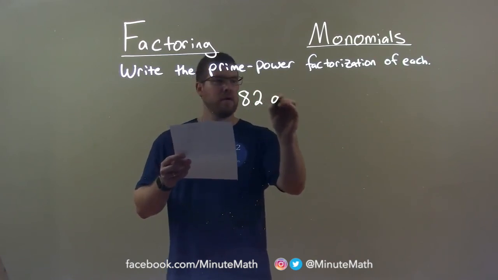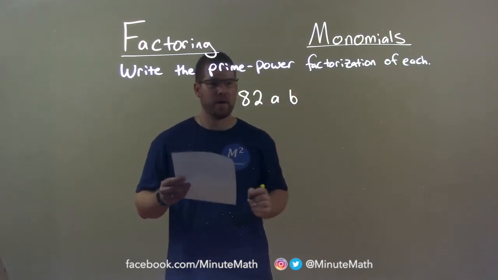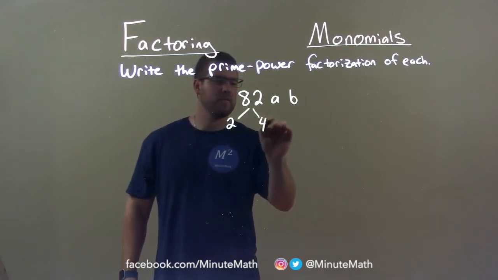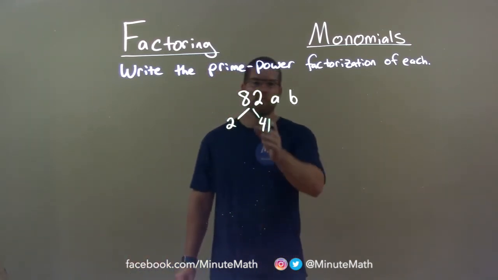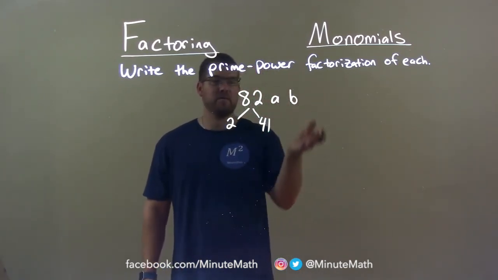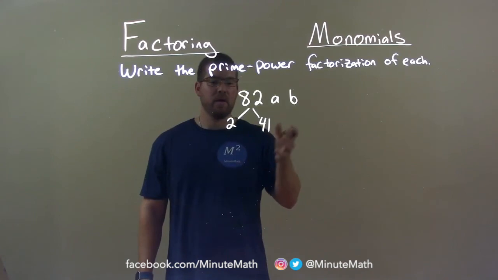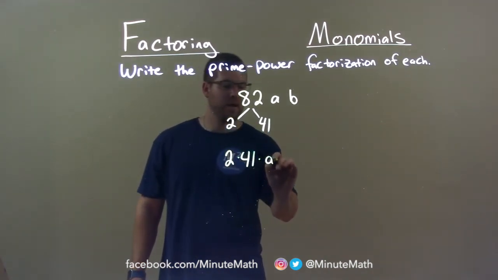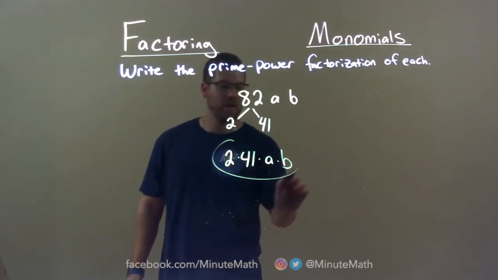82, A, B. Okay? 82, let's break that down. Divisible by 2, and 2 times 41 gives me 82. 41 is prime, so I can't break that down anymore. A times B, each one can't be broken down. So our final answer is pretty simple, 2 times 41 times A times B.